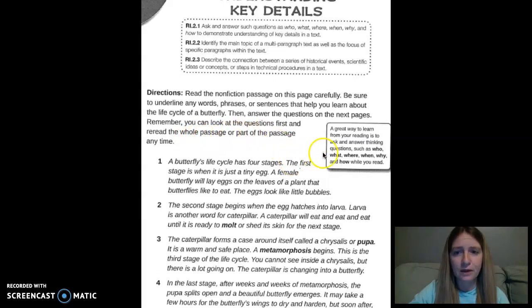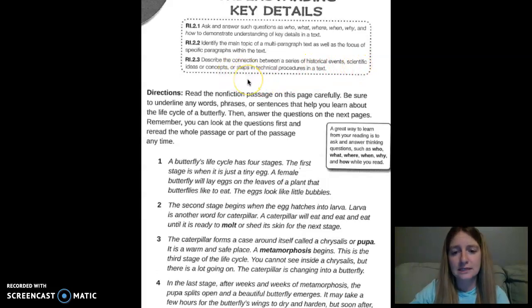So we have a little information box over here, and it says a great way to learn from your reading is to ask and answer thinking questions, such as who, what, where, when, why, and how as you read. And that's what we're focusing on up here. This one right here is our standard. So asking and answering questions, identifying the main topic, and describing the connection between a series of events, scientific ideas, concepts, or steps.